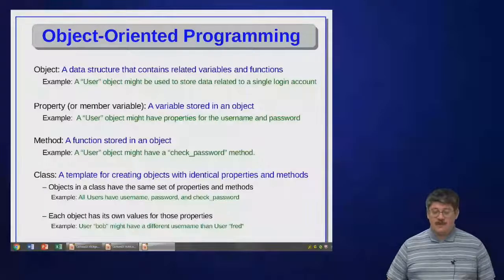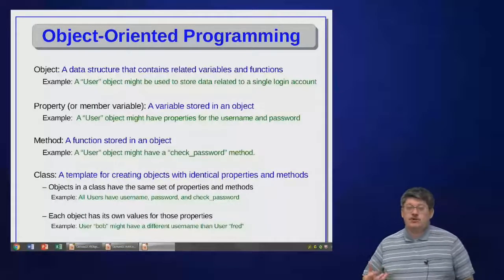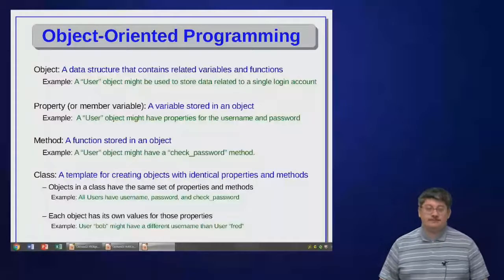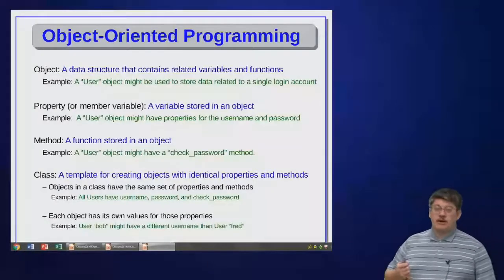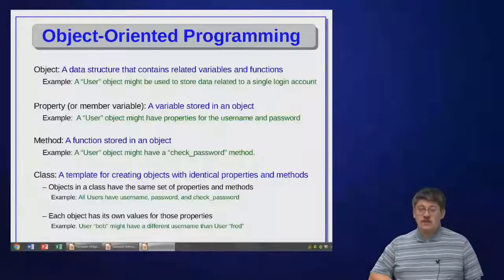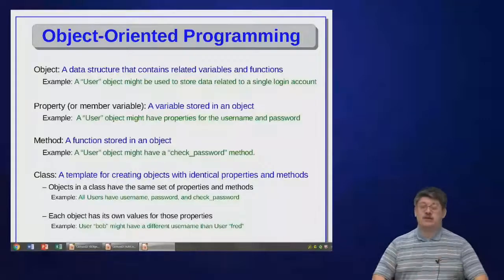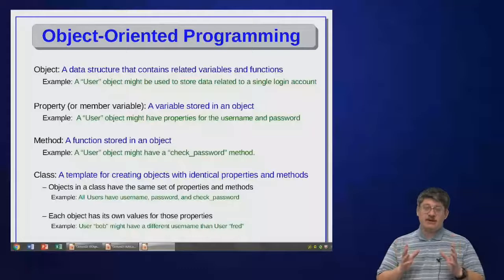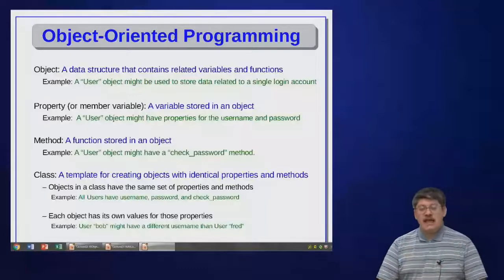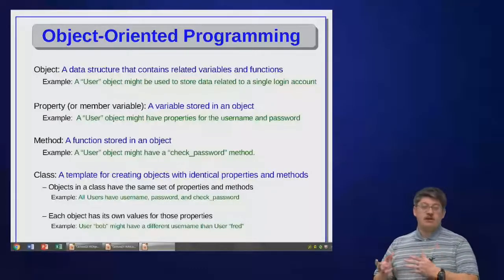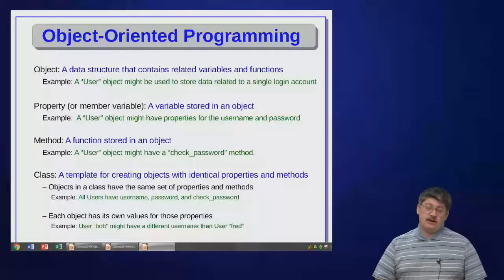So first, we need to define some terms. When I talk about object-oriented programming, what do I mean? So let's start by talking about what an object is. An object is really just a bunch of variables that we've packaged together into a single unit, into what we call in computer science a data structure. So it's a data structure that contains a bunch of variables that are related in some way, and also it contains some functions for updating and manipulating those variables.